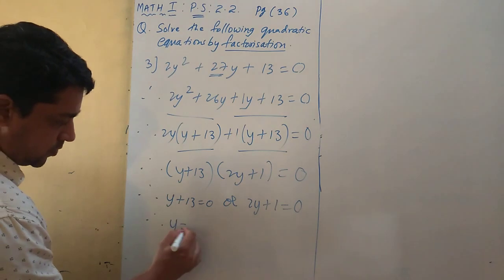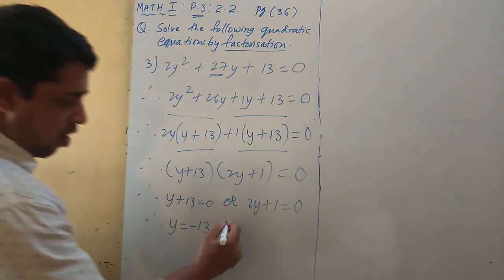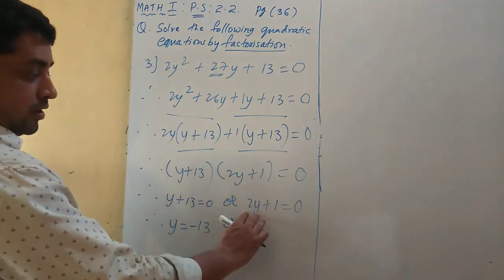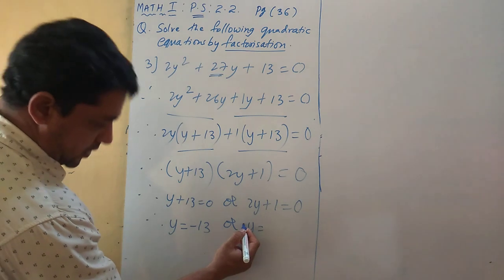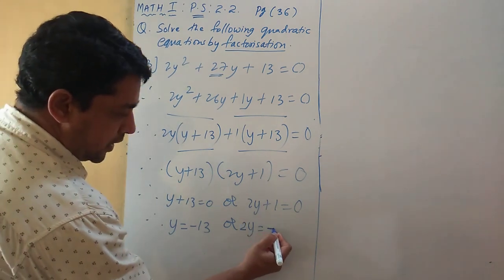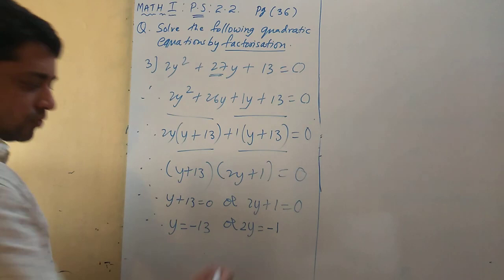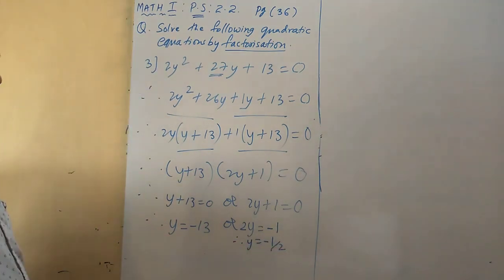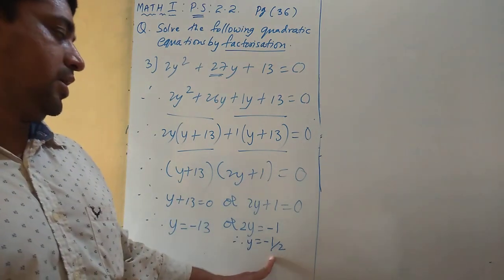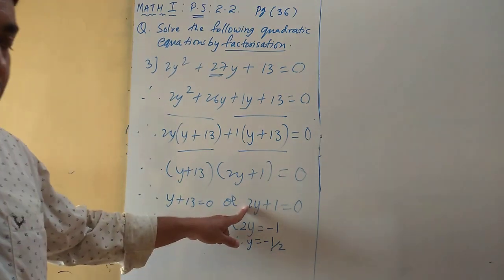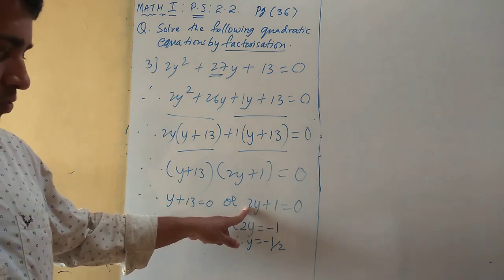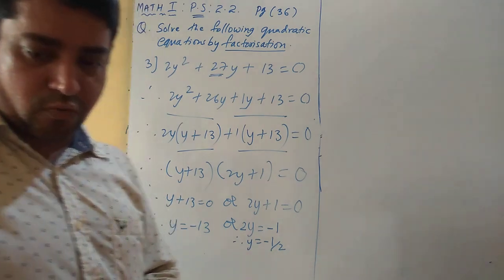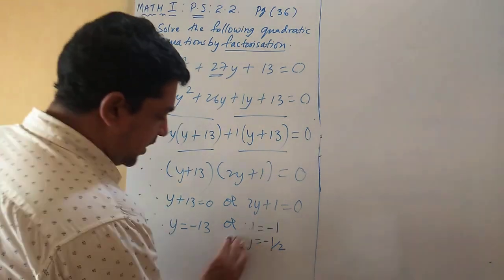Therefore y is equal to minus 13 or y is equal to, now be careful here, here we are having 2y. So I can write like this, 2y is equal to minus 1, correct? Therefore y is equal to minus 1 upon 2, that is negative half. Is it clear? Because we have a coefficient here, 2y. So you can write directly also y is equal to minus 1 upon 2. Okay? So if you want in exam, it's better you write directly.